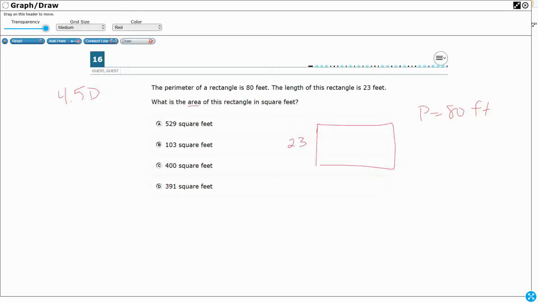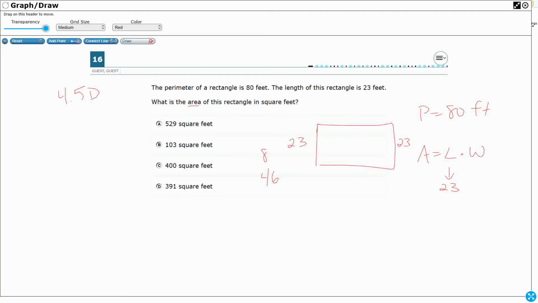Well, how do I find my area? Well, my area is length times width. So I know what my length is. I don't know what my width is, but I can figure that out if I use my knowledge of the perimeter. So the perimeter is going to be all 4 sides. So if my left side is 23, my right side is 23. Okay, so what are those two together? Well, that's going to be 46. So the two lengths equal 46.